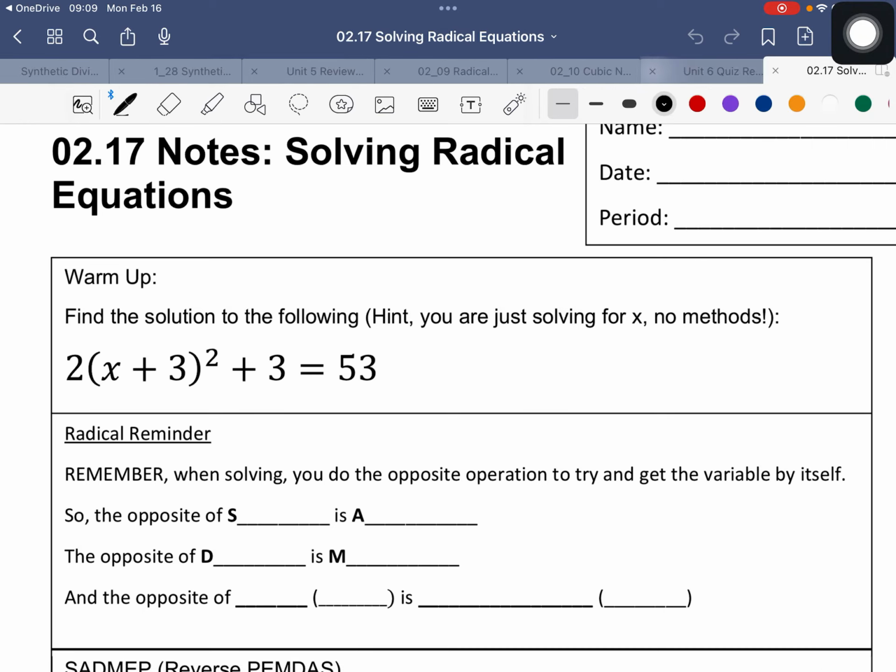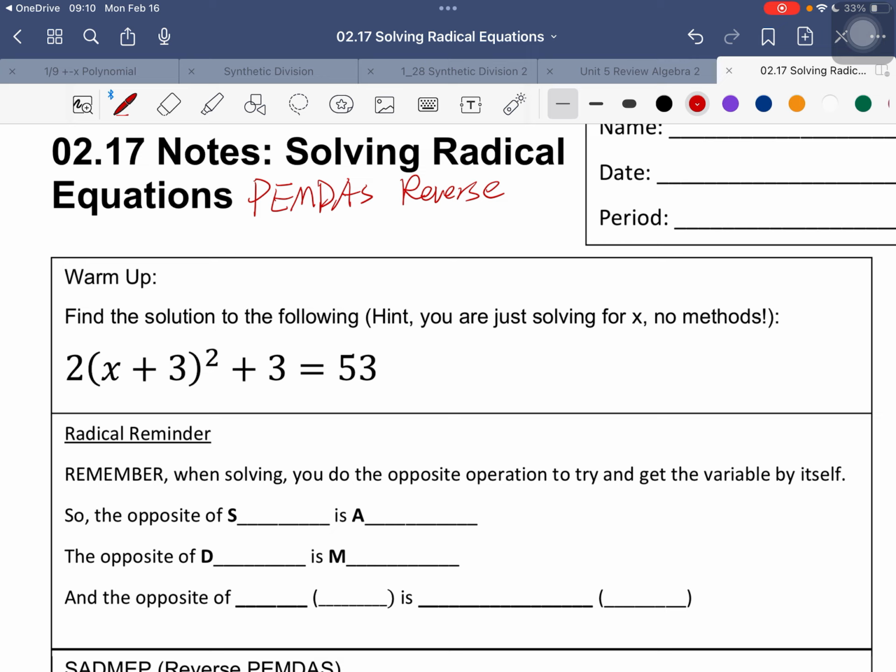Today we're learning how to solve radical equations. Just like what we did in all the solving questions before, we're always using PEMDAS reverse to solve for x. I have the anchor chart of PEMDAS in front of my room. PEMDAS refers to P parentheses, E exponent, M multiplication, D division, A addition, S subtraction.